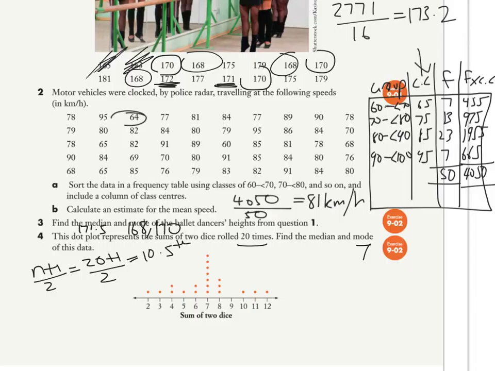Now, if you go through from the lowest, you get 1, 2, 3, 4, 5, 6, 7, 8, 9, 10. The next one will be the 11th. So the 10.5th score is in there, which is between 7 and 7 anyway. So therefore, the median is 7.